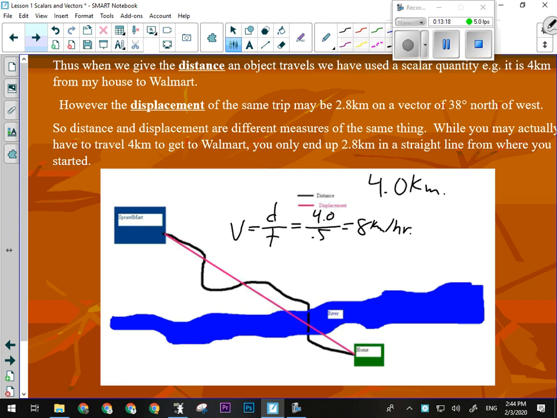What's my velocity? Velocity looks at this trip from a vector perspective.